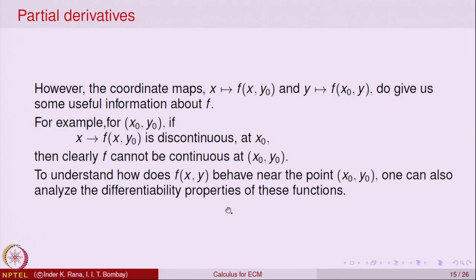So, to understand how f of x, y behaves near a point x naught, y naught, one can analyze differentiability properties of these functions. What we are going to do next is fix one variable at a time, look at the coordinate functions and their differentiability properties. Let us see what information we can get out of that.